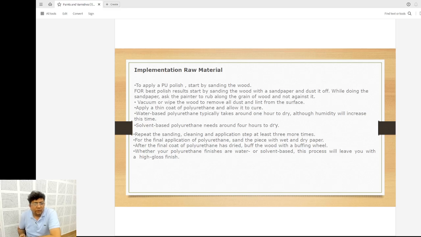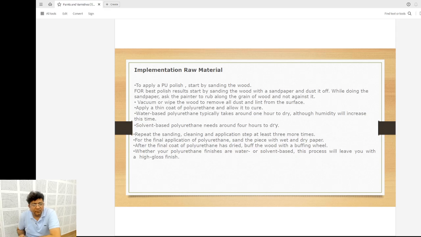Then we have to do the sanding work 2 or 3 times. Repeat the sanding, cleaning and application step at least 3 or more times. For the final application of polyurethane, sand the piece with wet and dry paper. After the final coat of polyurethane has dried, buff the wood with a buffing wheel.